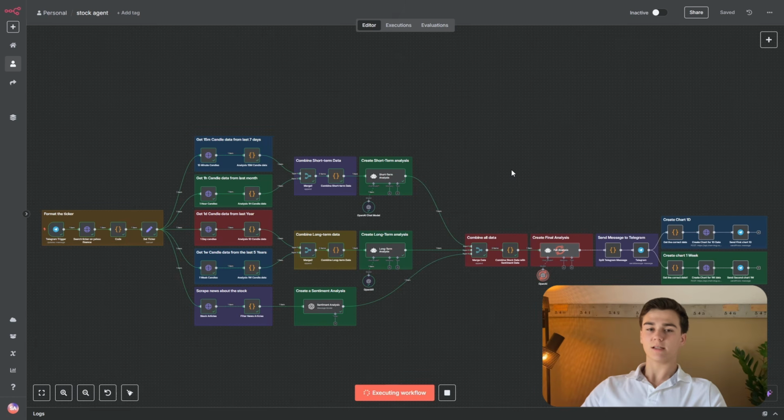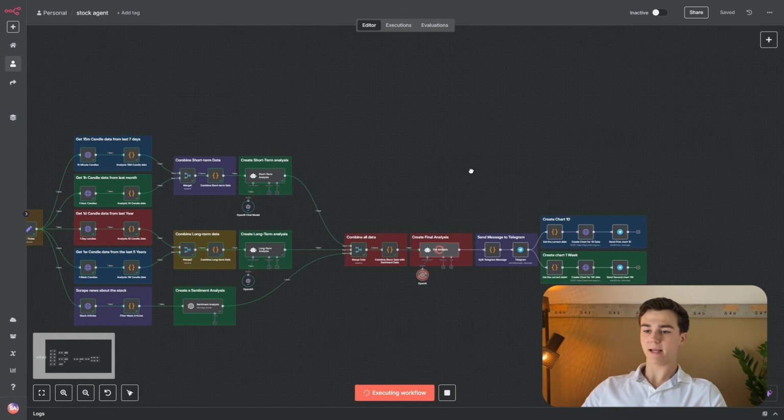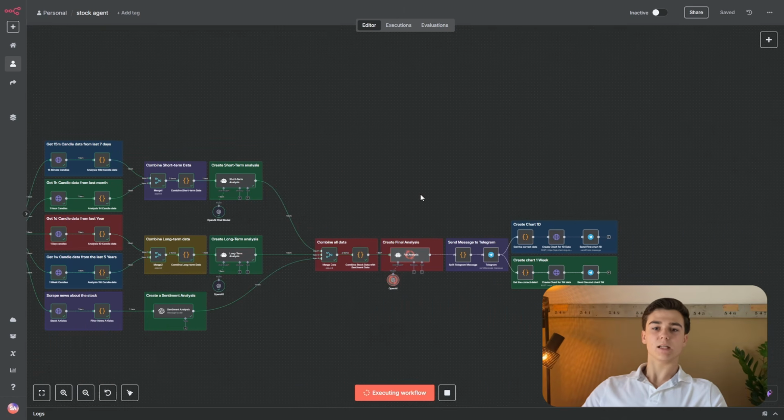So after we have created the sentiment analysis, we will combine all of the data. Then we will create the final analysis that we will send to Telegram. And after we've sent the message to Telegram, we will create the charts for the long-term analysis. So for the 1 day and for the 1 week candlestick data. Okay, so as we can see, the workflow is finished. So let's go to Telegram and see what it has done.